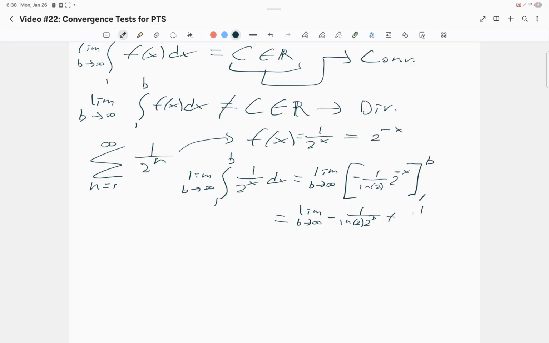Plus 1 over 2 ln 2. And as b approaches infinity, 2 over b is going to approach 0. So this whole guy is going to approach 0. So it's going to be 0 plus.